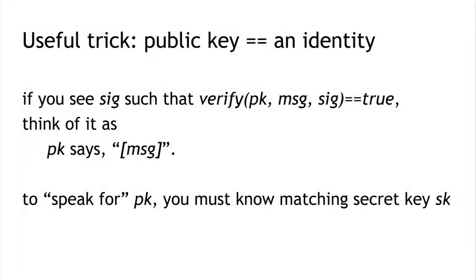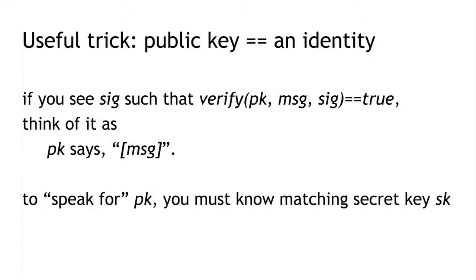The useful trick is this. The idea is to take a public key, one of those public verification keys from a digital signature scheme, and equate that to an identity, that is, an identity of a person or an actor in a system. So if you see a signature that verifies correctly, that is, a signature that you can verify with someone's public key as a signature on a particular message, then you can think of that as that public key saying the message.